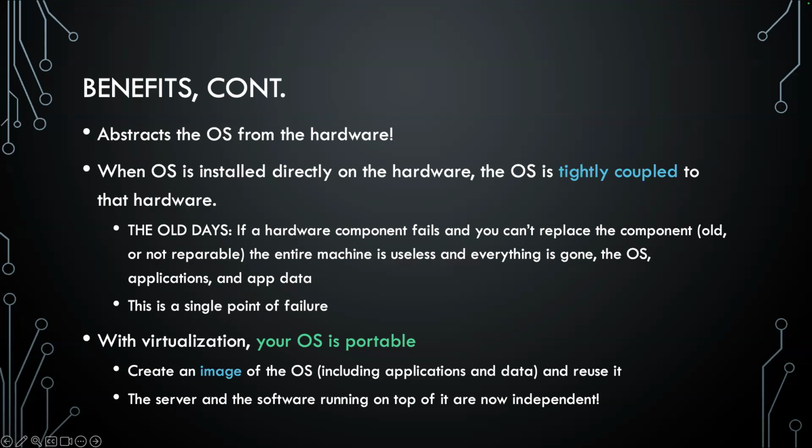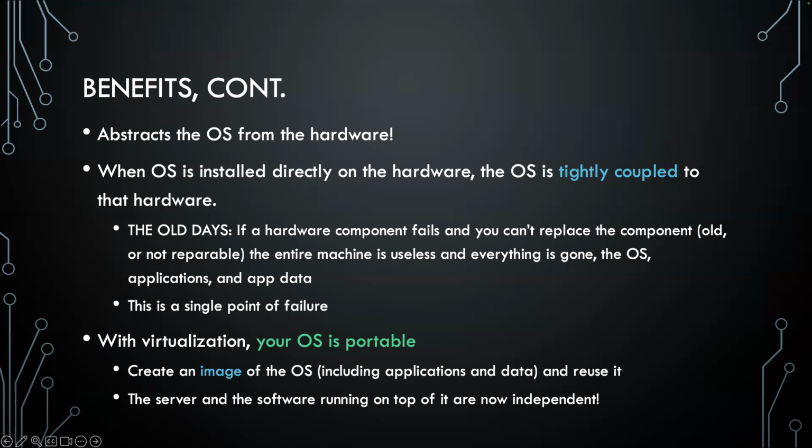If we install the OS directly onto the hardware, then we are tightly coupling our operating system and our underlying hardware. So in the old days, before virtualization was very common, you would have your application server running in your IT closet, and if a hardware component failed on it, and you couldn't replace that component, maybe because it's old, or you couldn't repair it, or you couldn't afford it, that entire machine is basically useless. And then everything installed on top of that operating system is all gone: the OS, the applications, the app data. A lot of people don't learn the lessons about backups, it still happens. So basically when you couple your OS and your hardware, you create a single point of failure. If that hardware goes, you're kind of screwed.